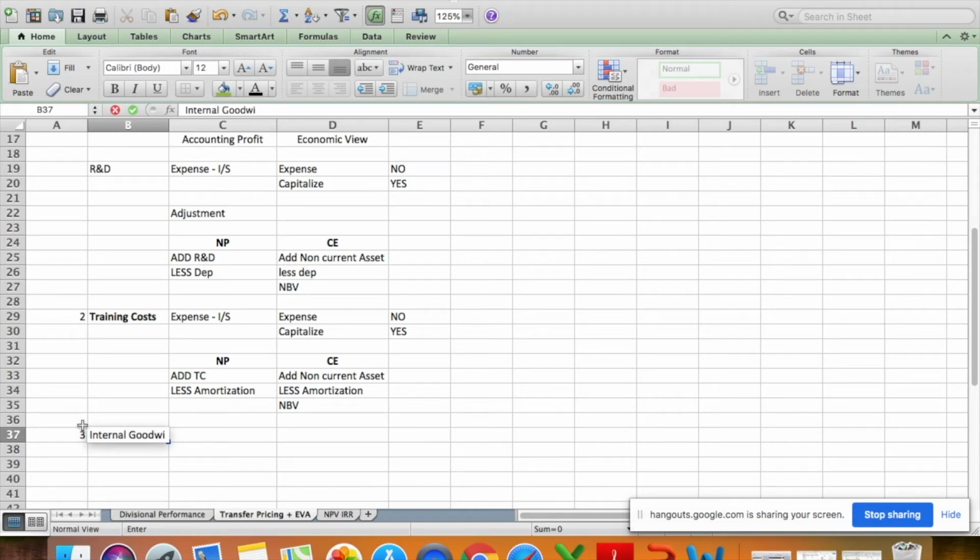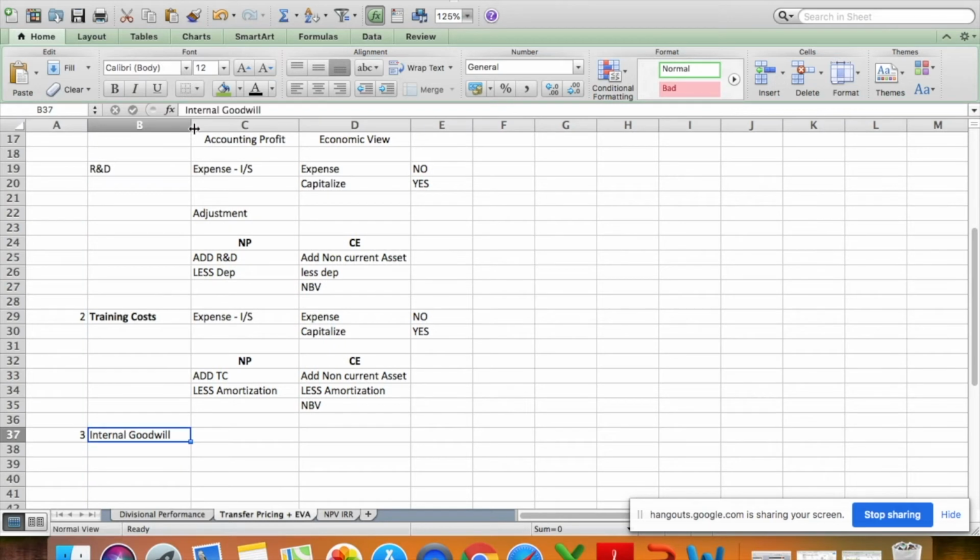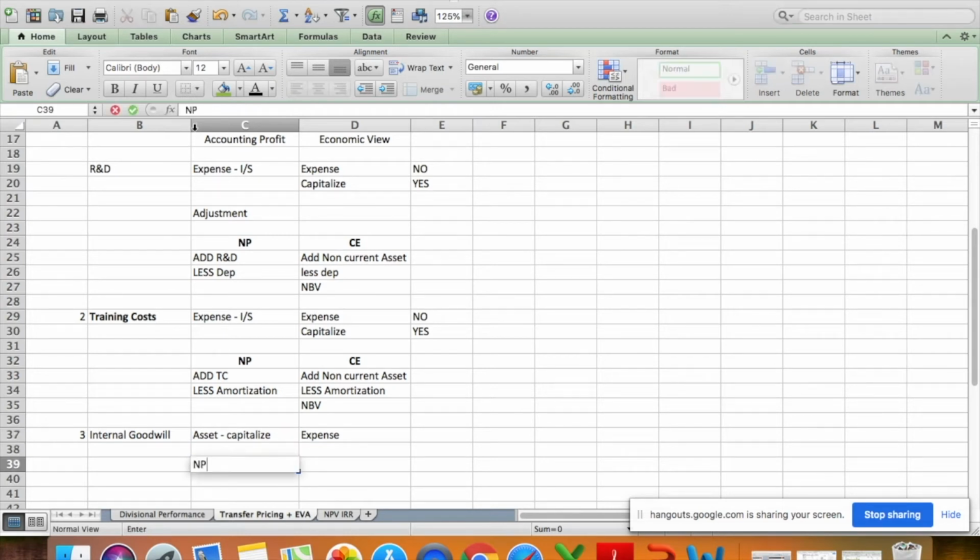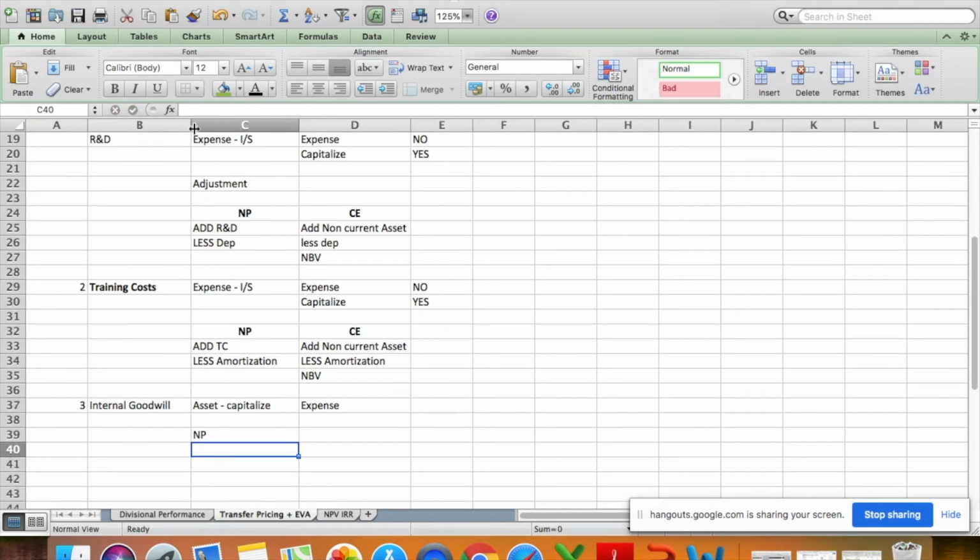So the third area that we are looking at is now internal goodwill. What is internal goodwill? Internal goodwill is actually your image, your brand, your asset, which you tend to capitalize. It is an intangible asset. What happens is that sometimes companies tend to expense it out, or sometimes they do not capitalize it.